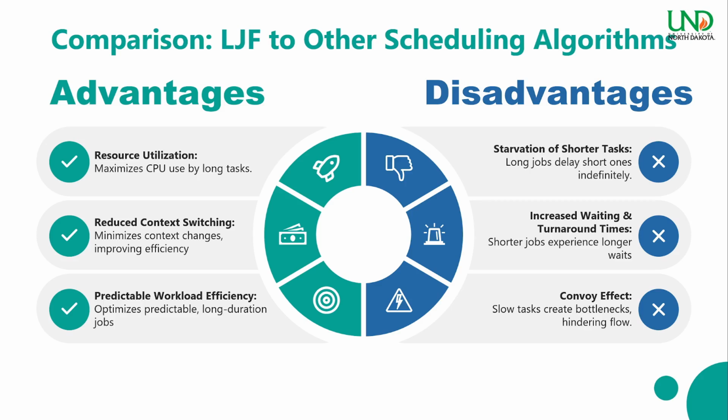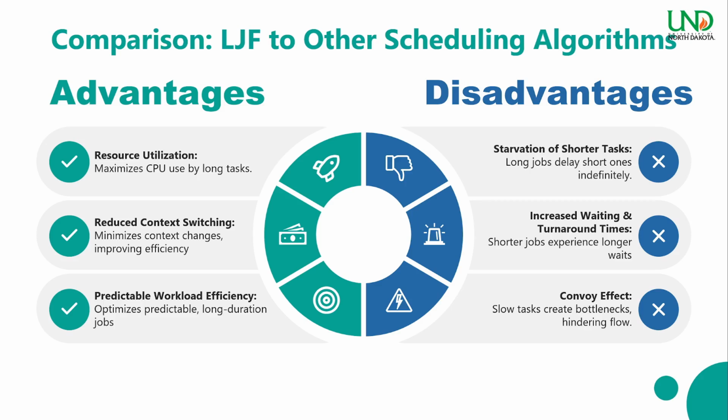Now let's look at the advantages and disadvantages of the longest job first algorithm as compared to other scheduling methods. Starting with the advantages, LJF is highly effective at maximizing resource utilization. By prioritizing long duration jobs, it ensures that the CPU is continuously occupied, avoiding idle time. This is particularly useful in systems where efficiency is critical and workloads are predictable.